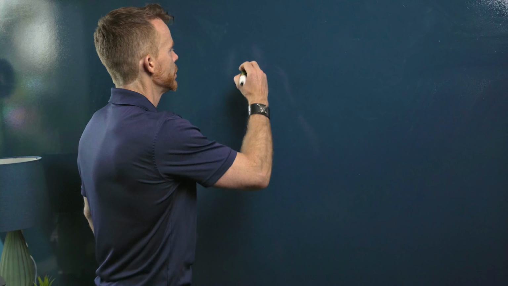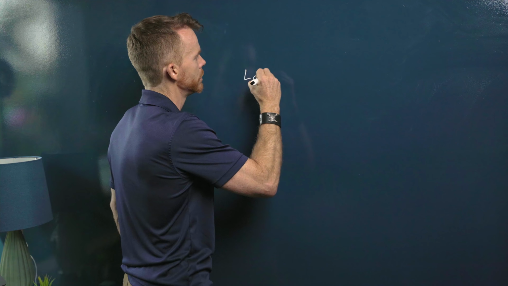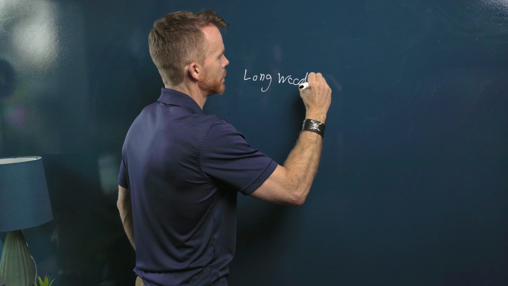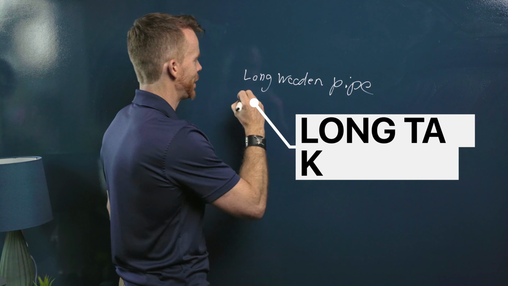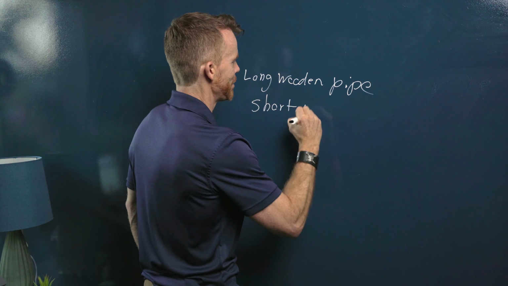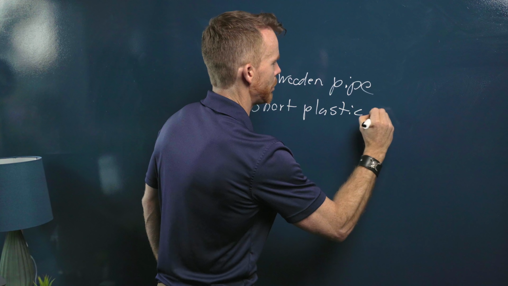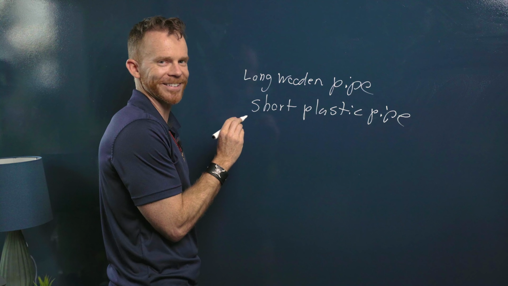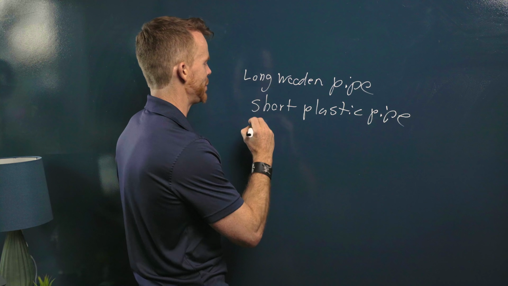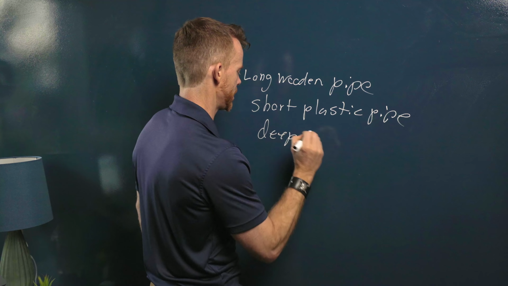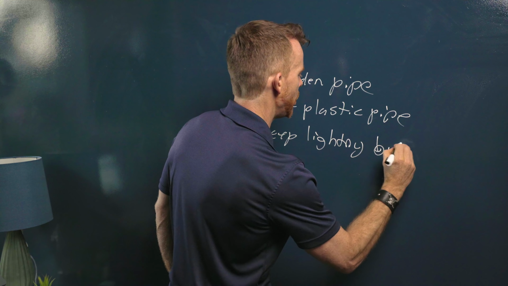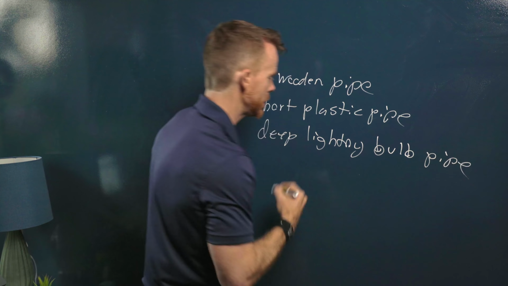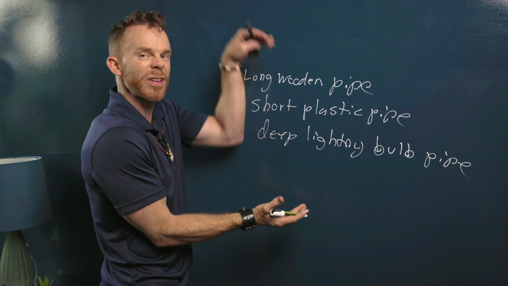Let me just give you an example of a few that you might be searching and find a lot of potential for. So one of them might be long wooden pipe. You would call that a long tail keyword. Get it? Next one would be a short plastic pipe. You would still call that a long tail keyword because there's more than two keywords. Another one might be deep lighting bulb pipe. You get where I'm going with this. And you come up with a list of 20, 30, 40 keywords.